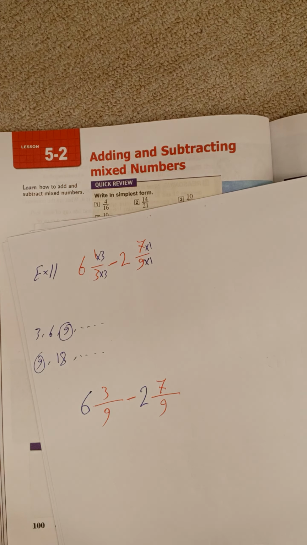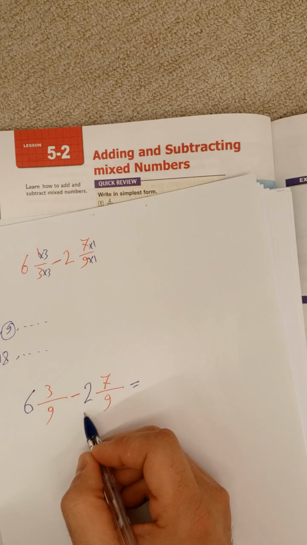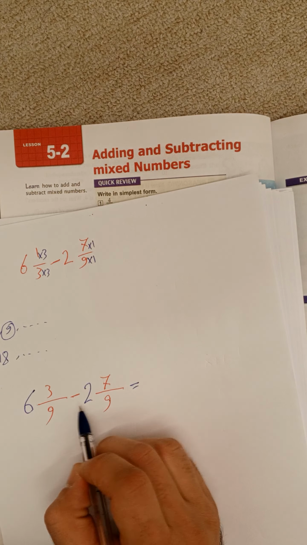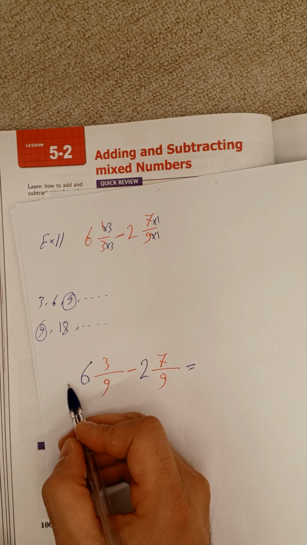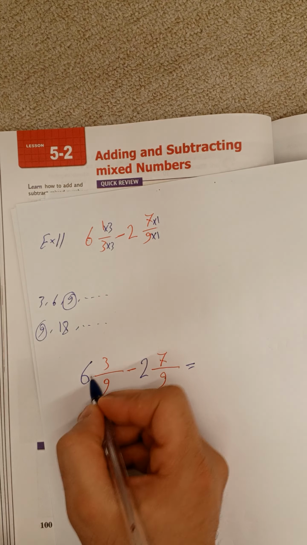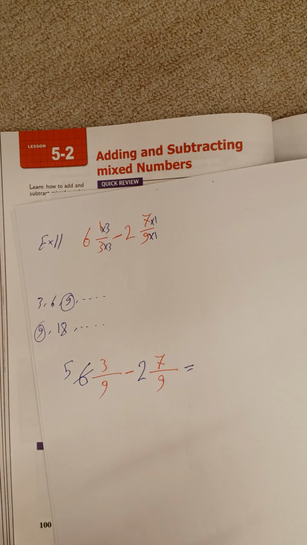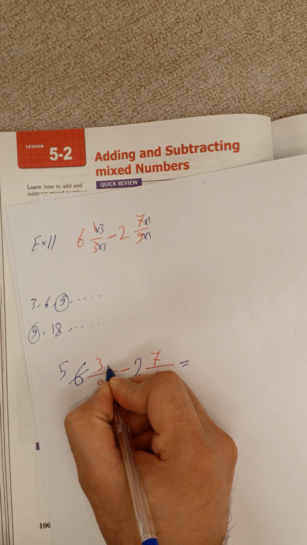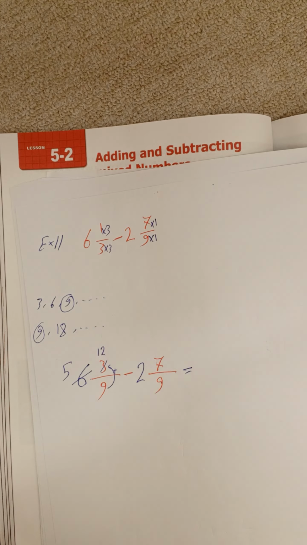Okay, so look at this one. Our denominator is 9, right? But first subtract the fractions. Can we do 3 minus 7? 3 minus 7 we cannot, because this one is smaller than 7. So what do we do? We go to the whole number in the first mixed number. Take 1. This one is going to be 5. Instead of the 1, we're going to add these two numbers together, okay? 9 plus 3 is going to be 12.